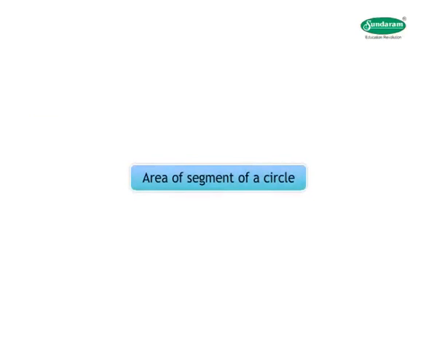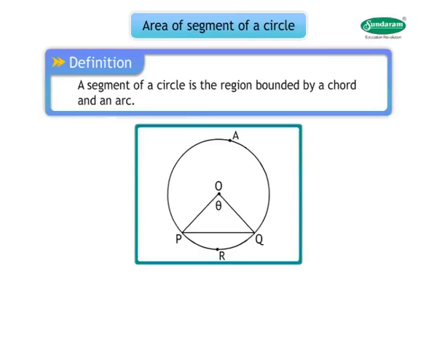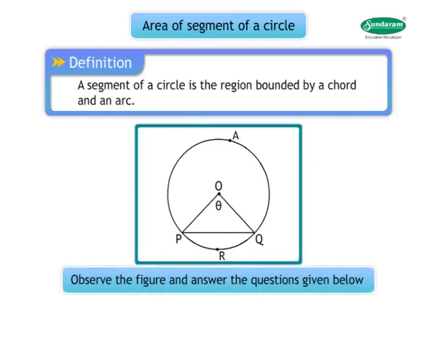Coming to the area of segment of a circle. A segment of a circle is the region bounded by a chord and an arc. Observe the figure and answer the questions given below.